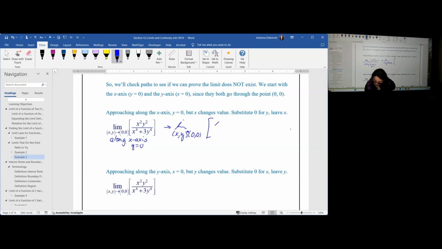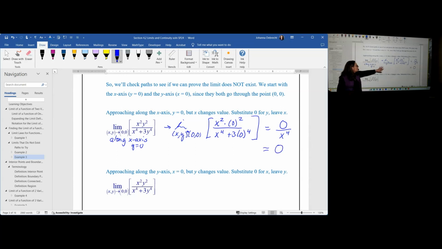I still have x squared, but the y gets replaced with 0. In the denominator, I still have x to the 4th, but again, y gets replaced with 0 because on the x-axis, the value of y is always 0. In this case, this is going to give me the expression that 0 is divided by x to the 4th. Again, this is a limit. So I'm approaching the origin. X is approaching 0, but it never actually gets there. So 0 divided by a non-zero value is going to give me 0. The limit as xy approaches the origin, moving along the x-axis, gives me a limiting value of 0.